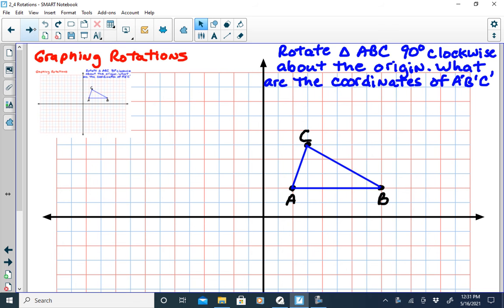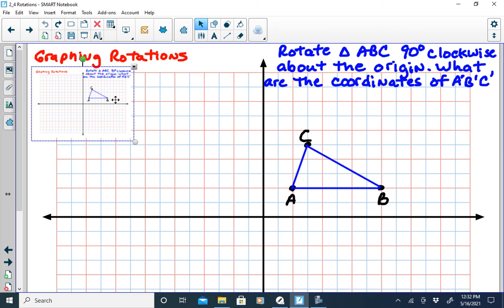Okay, let's take a look at our first example. We're asked to rotate triangle ABC 90 degrees clockwise about the origin. What are the coordinates of A prime, B prime, C prime? Now 90 degrees represents the angle of rotation, and we want to go clockwise. The origin represents the center of rotation, the fixed point about which the figure will be turned.